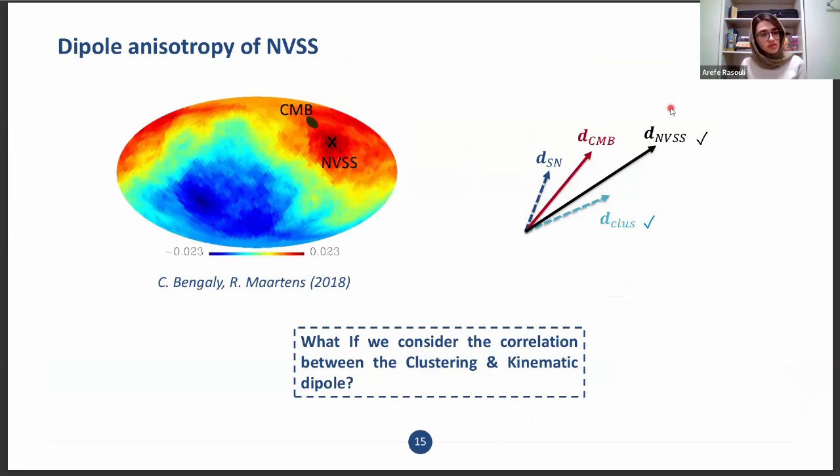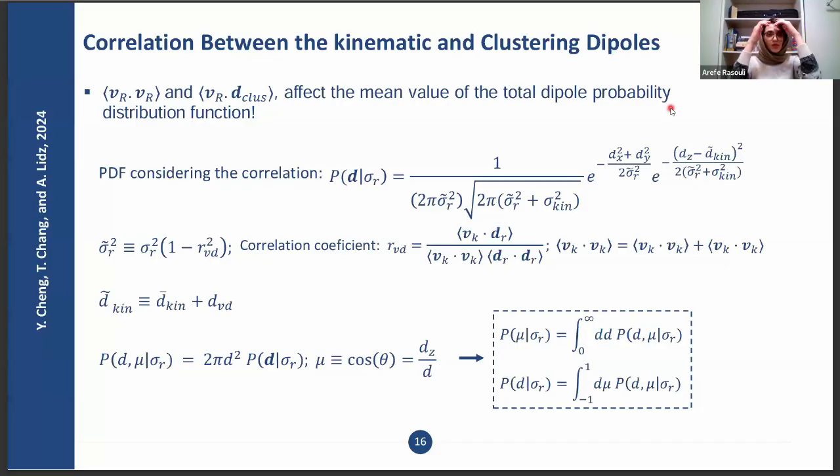But before that, it is also important to consider the correlation between the clustering and kinematic dipole, because as we are in an anisotropic and inhomogeneous distribution of sources around us, they will change the clustering bias as well as they will affect our velocity. So they're correlated and affecting us at the same time. This correlation between the kinematic and clustering dipole can modify the probability distribution function of the dipole for the NVSS, based on some uncertainties about our data, in this way.